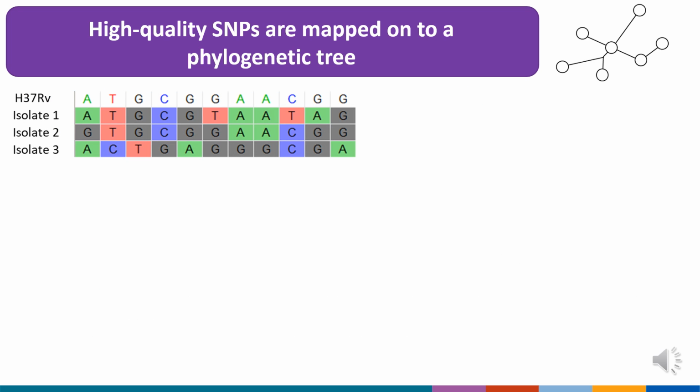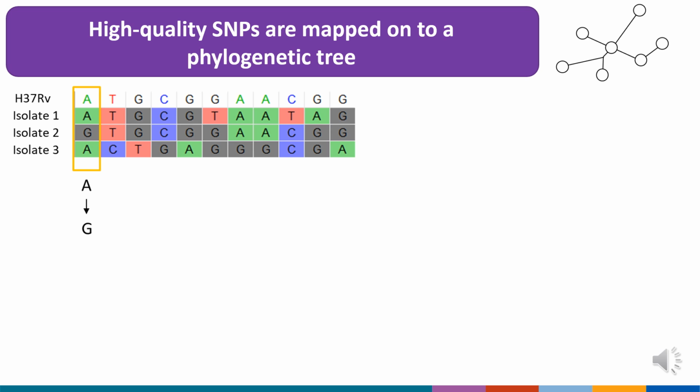I will walk through this process using the analysis of the 3 isolates as an example. For each of the 11 SNPs that we identified in this analysis, we can look at what nucleotide H37Rv has at that position, and from that, determine the direction of genetic change. If we look at this first position boxed in orange, for example, 2 of the isolates had an A and 1 has a G.